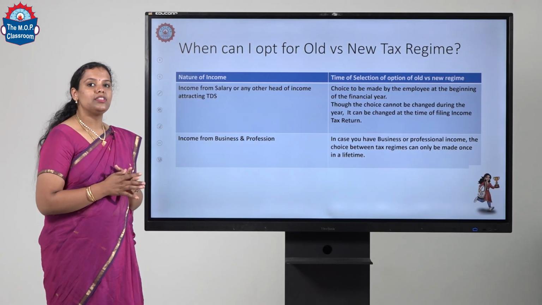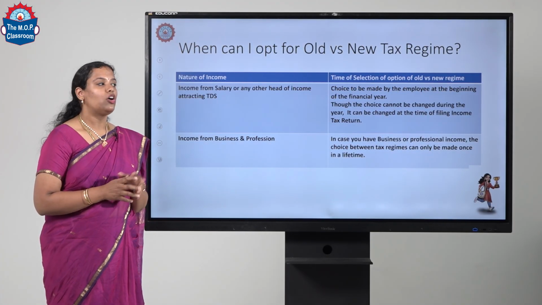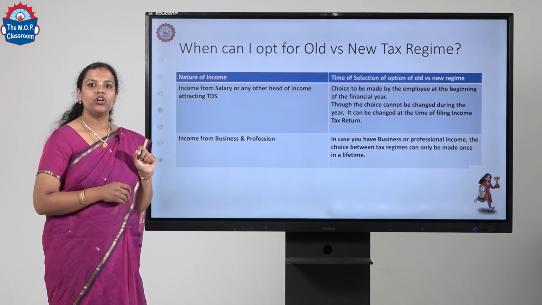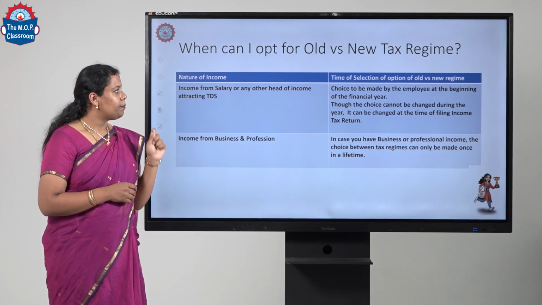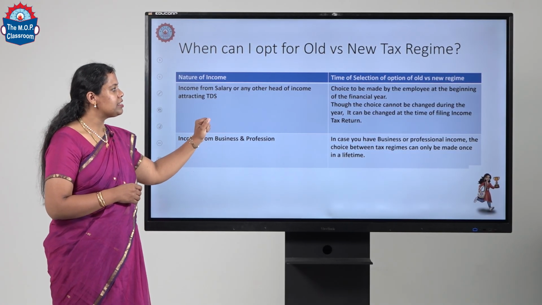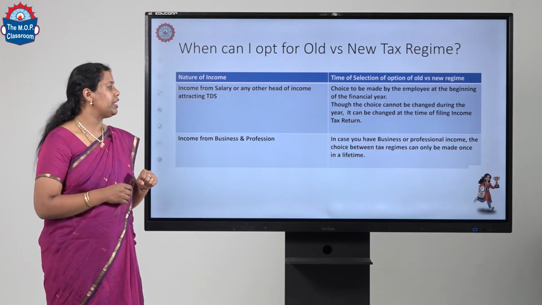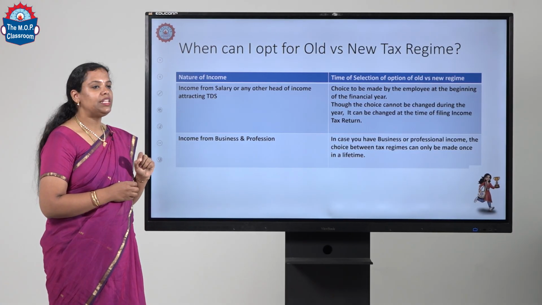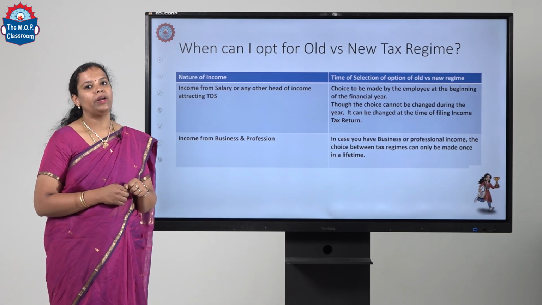In case you are a person who is receiving a salary from an organization or any other head of income, then you will have to make a choice to your employer based on the decision that you've taken in the financial year, or in between you have a choice where you can change only at the time of filing your income. Then for income from business or profession, the choice between the tax regimes can be made, whichever can be more beneficial for you.